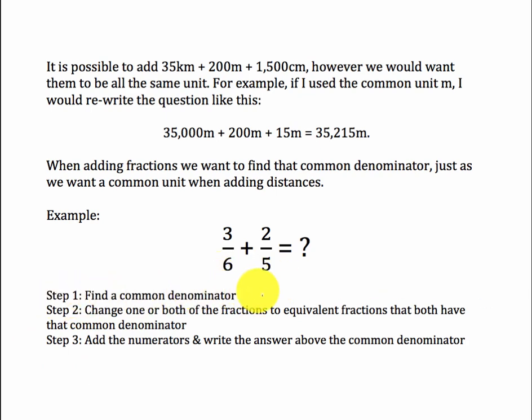Right now we have a 6 and we have a 5, so we want them both to be the same. So we need to change one of these fractions or both of them so that they share a common denominator. Then once we have that, we can go ahead and add the numerators together and then write that answer over top of the common denominator.